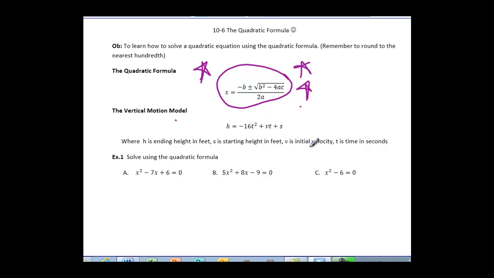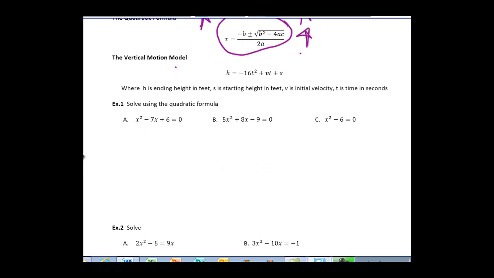The vertical motion model we will also be using today, and that will be h equals negative 16t squared plus vt plus s. Each of the variables are defined right here, where h is ending height in feet, s is starting height in feet, v is initial velocity, and t is time in seconds. Okay, here we go on to example 1 while using the quadratic formula.